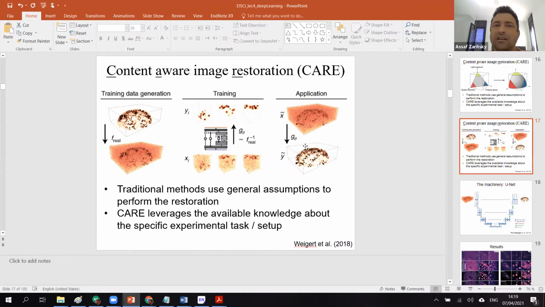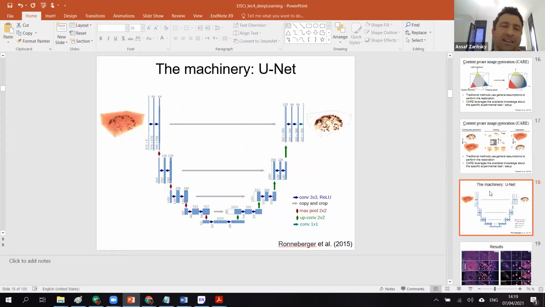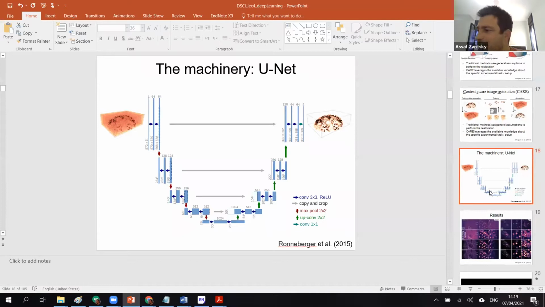If you have questions, please ask, because if you don't understand that, then it's a problem. The rest, the machinery, is a U-Net, which we talked about. It's a version of an autoencoder with these skip connections between the different layers, which provide information across scale. Okay, so they showed a lot of results.